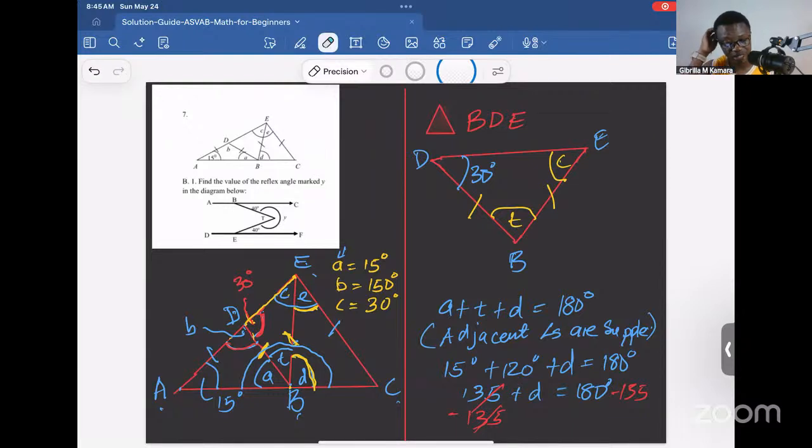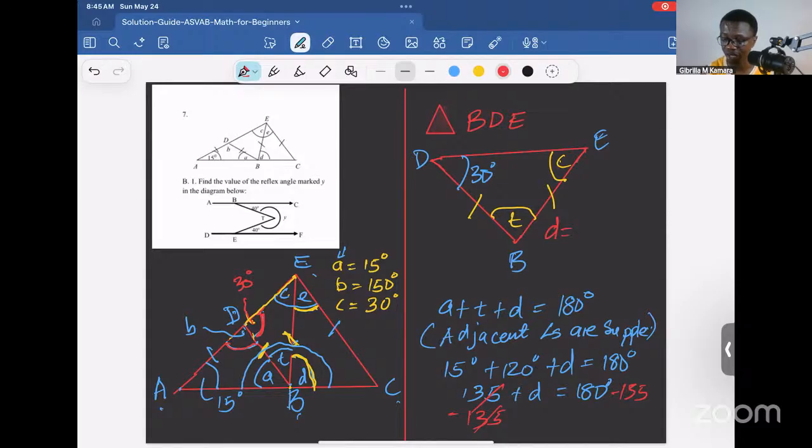Okay. So what is our answer for D? So my D is equals to, you subtract 180 minus 135. So your D is equals to 45. Okay. So this is 45 degrees. So let's put the answer for D here. So now we only need one more thing, which is E. We need E. So let's calculate E.